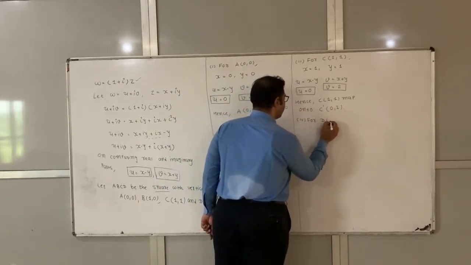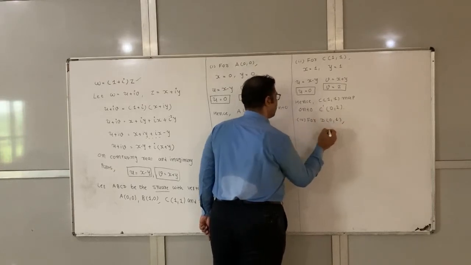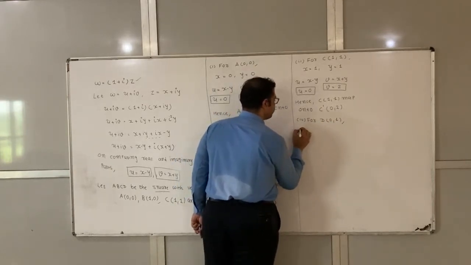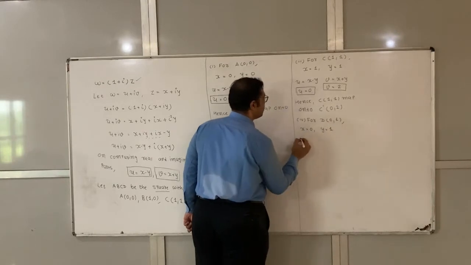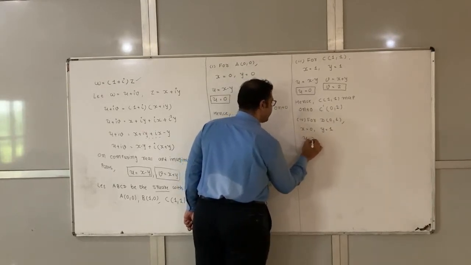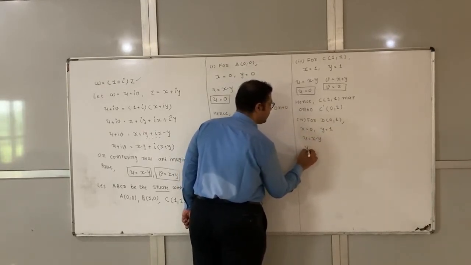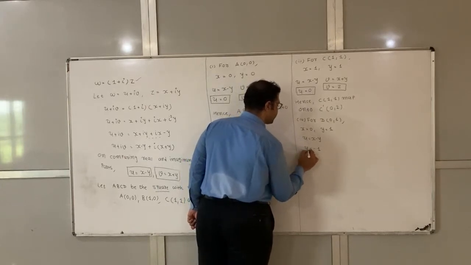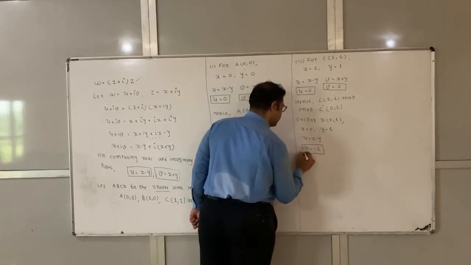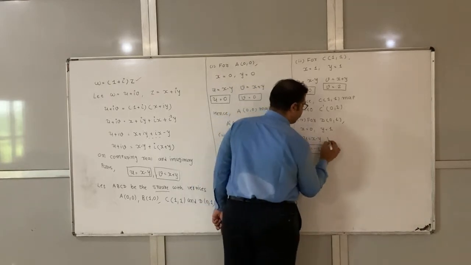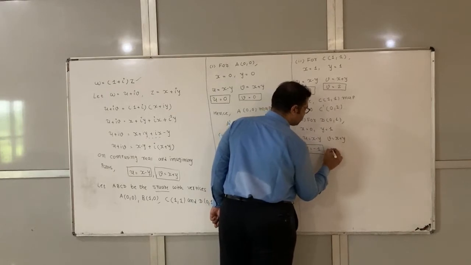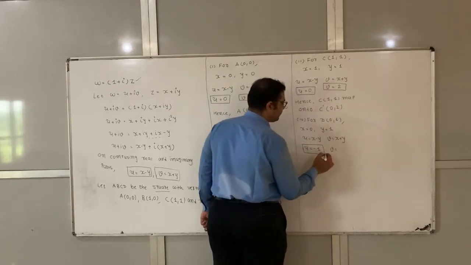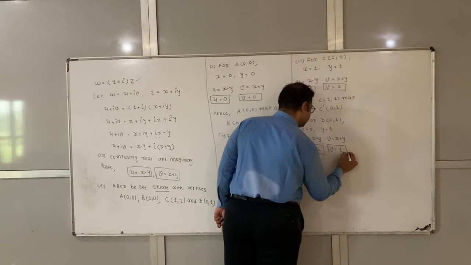For D01 we have x is equal to 0, y is equal to 1. So u is equal to x minus y. You will get u is equal to minus 1 and v is equal to x plus y. You will get v is equal to 1.